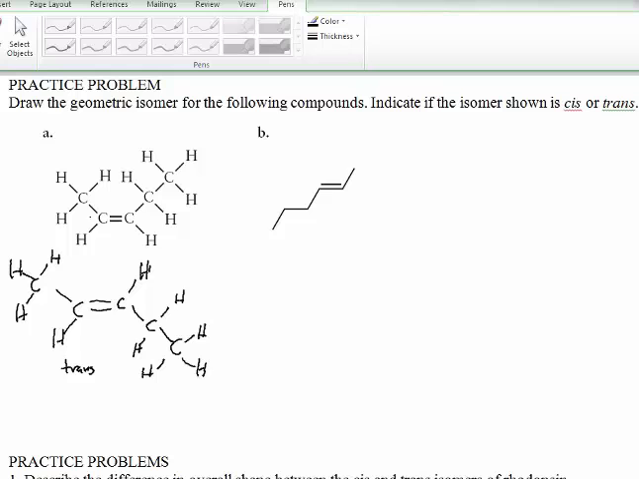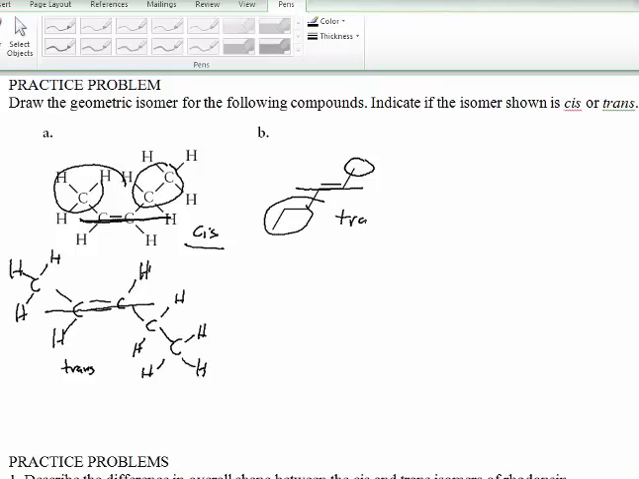How do we know that? Well, drawing a line through and parallel to the double bond, we see the heavy groups, in this case, are both up. So this is cis. They're both on the same side of that line. If we draw the line here, heavy groups are on opposite sides of that line, so they are trans. In this drawing, the heavy groups are this methyl group and this 3-carbon group. They are on opposite sides, so they are trans.